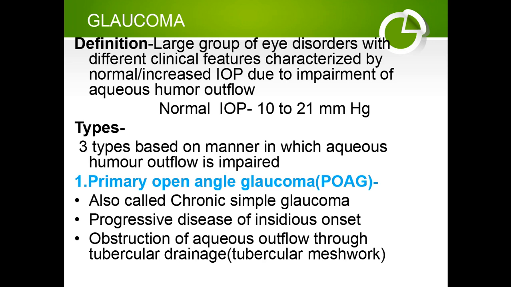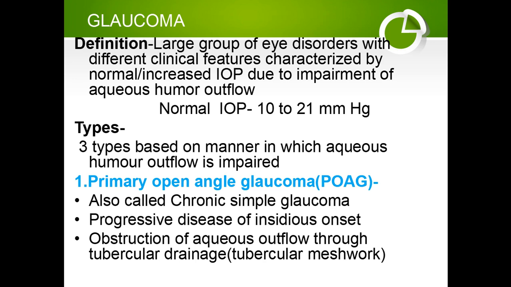So there are types in glaucoma. There are three types based on the manner in which aqueous humor outflow is impaired. The first one is primary open angle glaucoma. It is also called chronic simple glaucoma. It is a progressive disease of insidious onset. That means it starts from the inside of the eye.